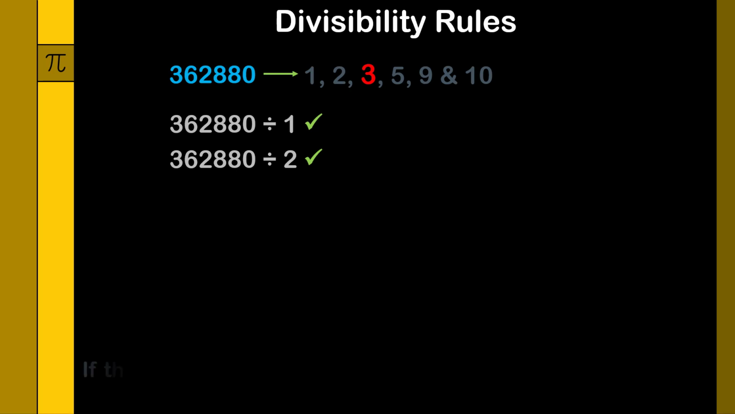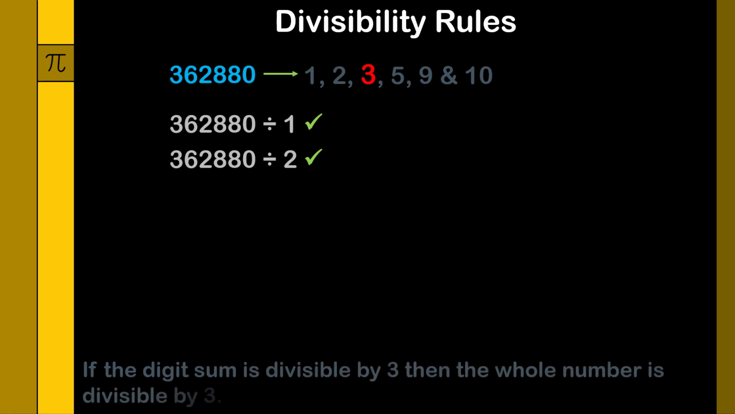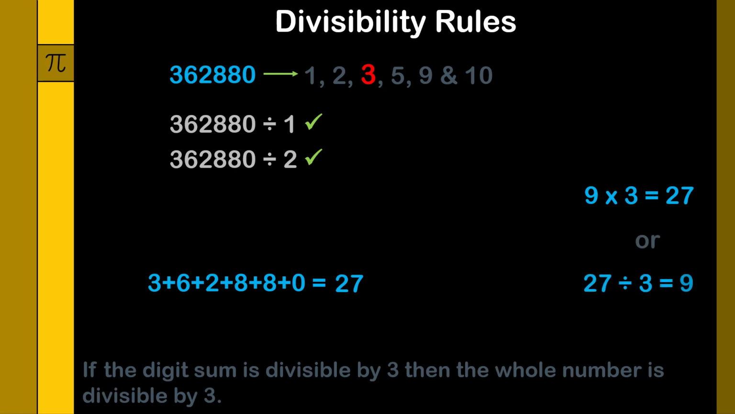Well, I know that if the digit sum is a multiple of 3, then the whole number is a multiple of 3. 3 plus 6 is 9, 9 plus 2 is 11, 11 plus 8 is 19, 19 plus 8 is 27, and 27 plus 0 is 27. We know that 27 is a multiple of 3, which means the whole number is divisible by 3.